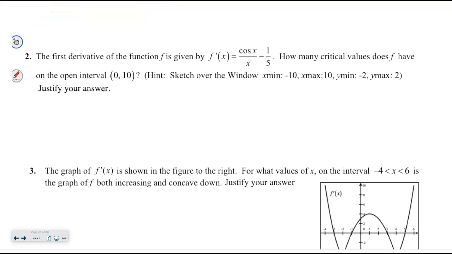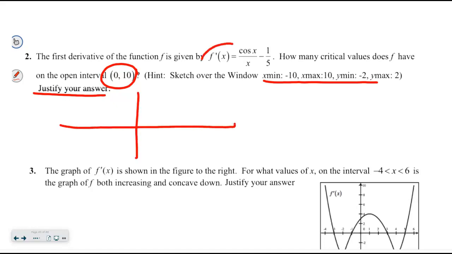The next one is calculator active. Keep in mind that it asked from 0 to 10. The hint said to sketch it on this. I didn't make this problem. I don't normally write these exams, so I almost think that that hint messed a lot of you guys up, because what happened, and you're going to have to go graph this. This is the derivative, and critical values are where our derivative equals 0 or doesn't exist. So you're looking for where that f prime equals 0, and a lot of you said 3.